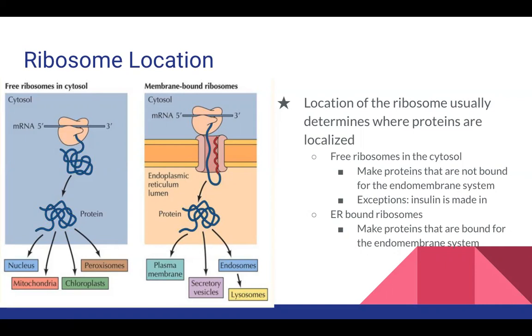So free ribosomes are going to make proteins that are not bound for the endomembrane system, and these proteins are normally localized to either the nucleus, mitochondria, peroxisomes, or chloroplasts. On the other hand, ER-bound ribosomes are usually making the proteins that are bound for the endomembrane system.